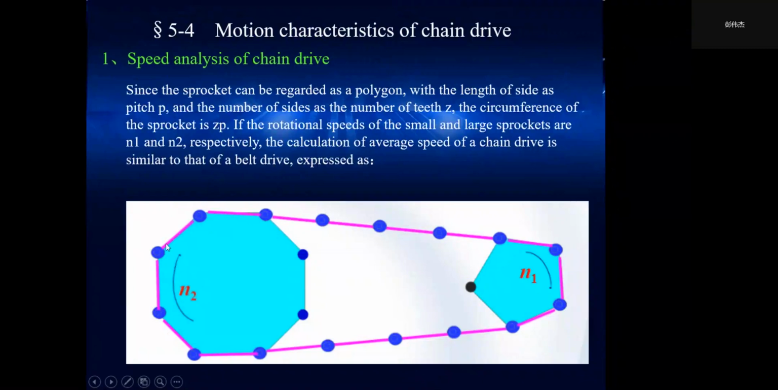Since the sprocket can be regarded as a polygon with the length of the side as P and the number of sides as the number of teeth Z, the circumference of the sprocket is Z times P. If the rotational speeds of the small and large sprockets are N1 and N2 respectively, the calculation of average speed of chain drive is similar to that of a belt drive.